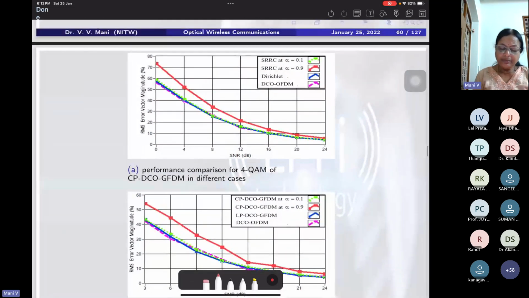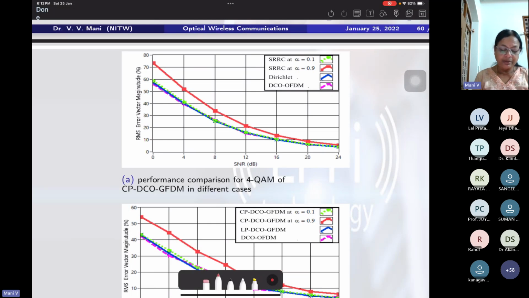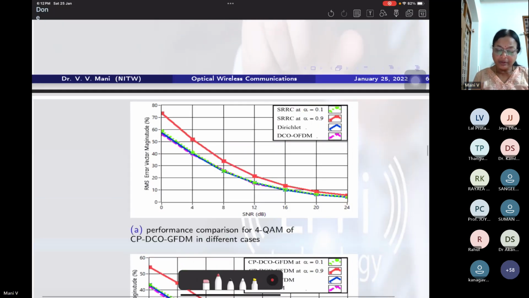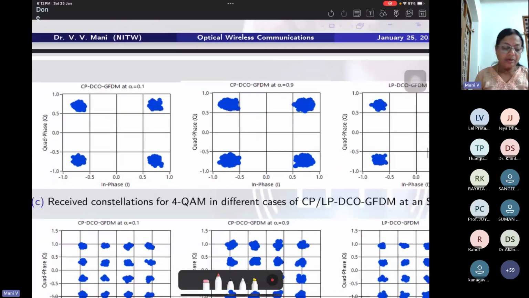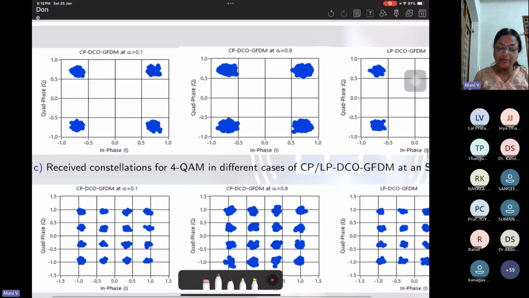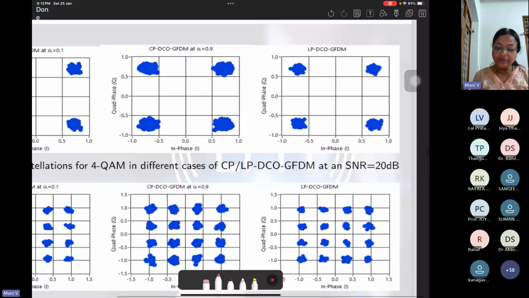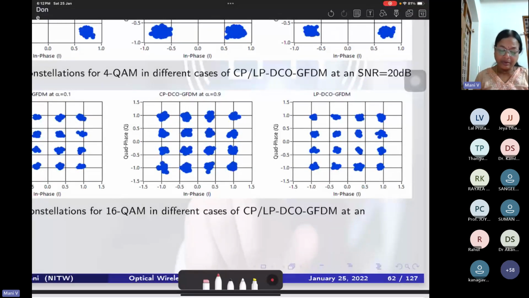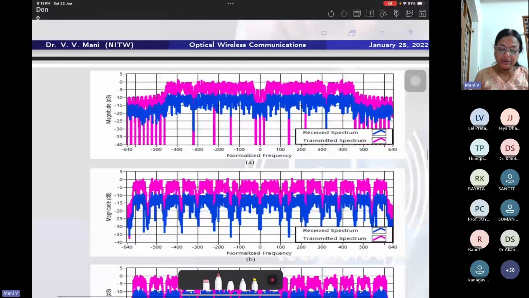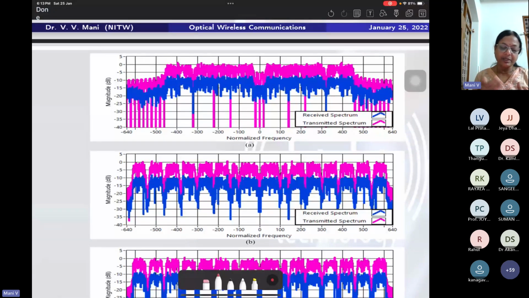What I am looking at is the performance comparison of 4-QAM DCO GFDM in different cases. We see alpha with root raised cosine pulse and Dirichlet DCO OFDM. Everything is matching, and the DCO OFDM matches your original communication signals. These are the constellation diagrams for DCO OFDM, the in-phase components. As the order is increased, these are the constellation points. These are screenshots taken from the receiver PC. The spectrum is also seen, the received spectrum and the transmitted spectrum. The received spectrum is in blue and the transmitted spectrum is in pink. We see some difference in the magnitudes of the received and transmitted spectra.